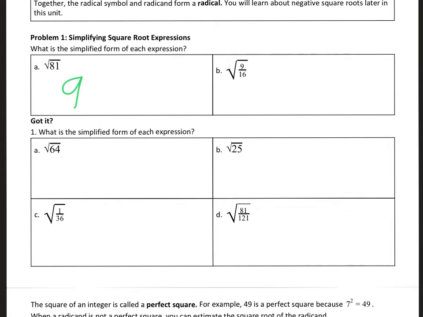Part B, it's a little tricky because it's a fraction, but you can think of this one in a few different ways. I'm going to think of it as the square root of 9 divided by the square root of 16, if we want to simplify it that way. For the square root of 9, what times itself gives me 9? That number is 3. For the bottom of that fraction, what times itself gives me 16? That number is going to be 4. So 3/4 is our simplified form of that expression.